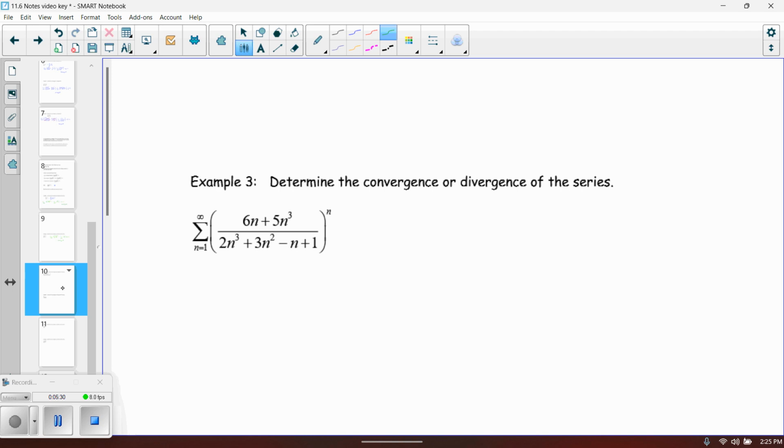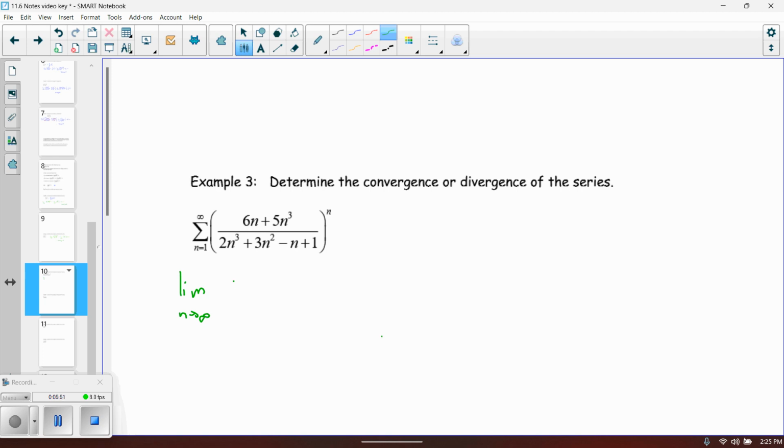All right, next example. Something that looks quite a bit more challenging. It looks horrible, but it's not, because I've got this rational function inside the parentheses all being raised to the nth power, which means I can apply the root test. And again, the notation here is very important. Just make sure you're writing it correctly.